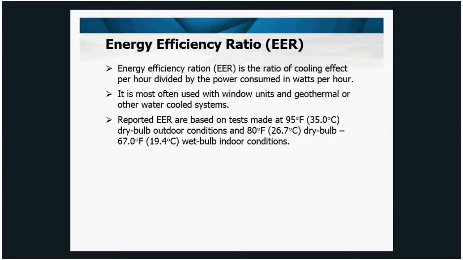The reported EER, in other words, the EER that they put on the tag to that window unit or that geothermal unit, is based on that unit's performance. In other words, its cooling effect compared to the power it's used when the system is at 95 degrees outside temperature and 80 degrees, 67 degrees wet bulb temperature inside. So it's going to be 80 degrees dry bulb, 67 wet bulb. That's going to be all indoor conditions, and 95 degree dry bulb outdoor conditions. So that's the reported EER.